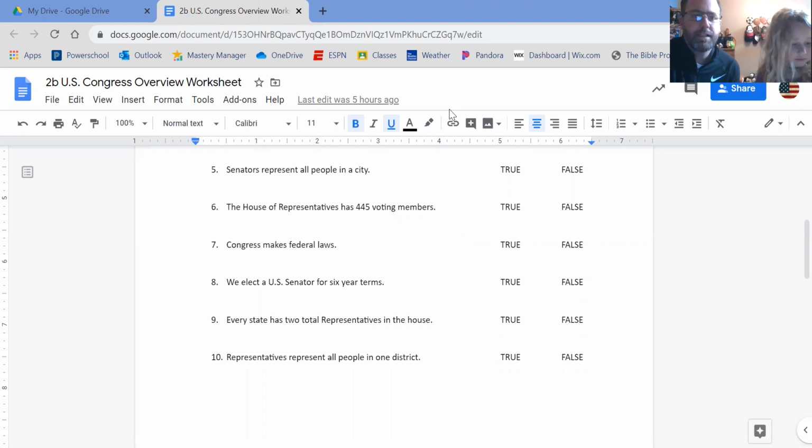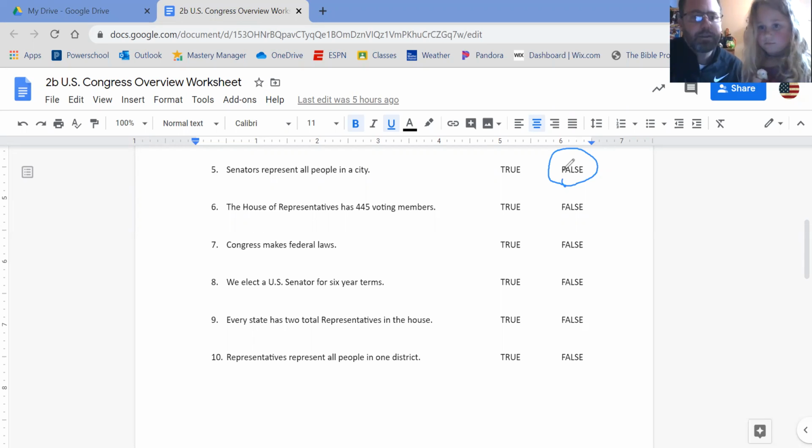Who do they represent, Cam? The senators represent all people in a state. In a state, not a city. The senators represent the entire state, which includes many cities.